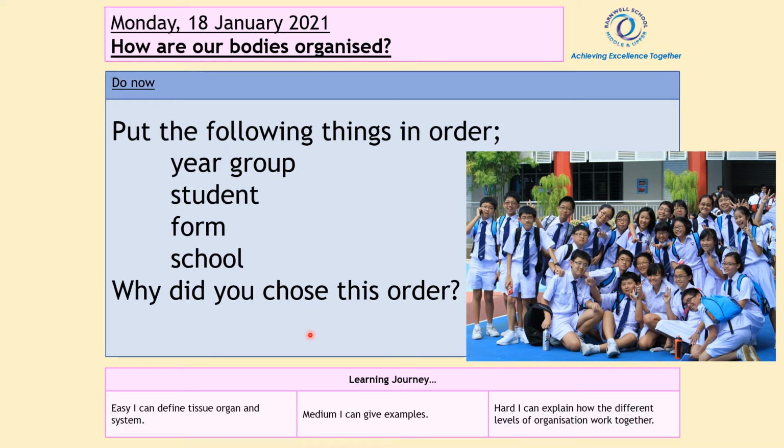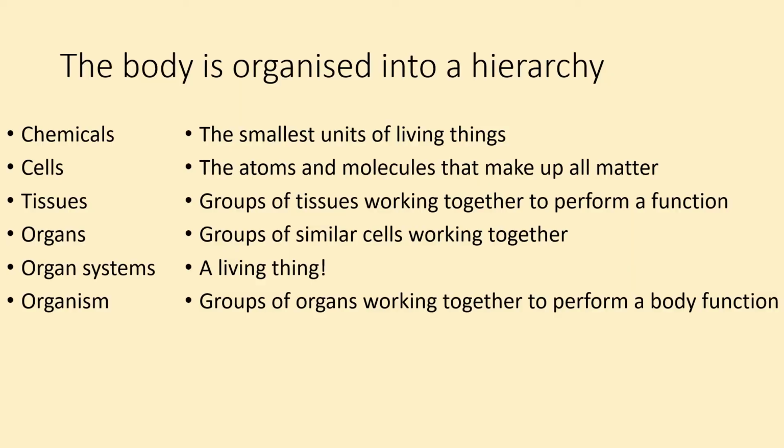So hopefully you chose student, form, year group and school, because that's going from the simplest level of one student to the most complex of the whole school. So we've got a matching up activity here. We've got levels of organisation down the left and we've got descriptions on the right. So pause the video now and have a go at matching those two things up together, and then I'll give you some answers.